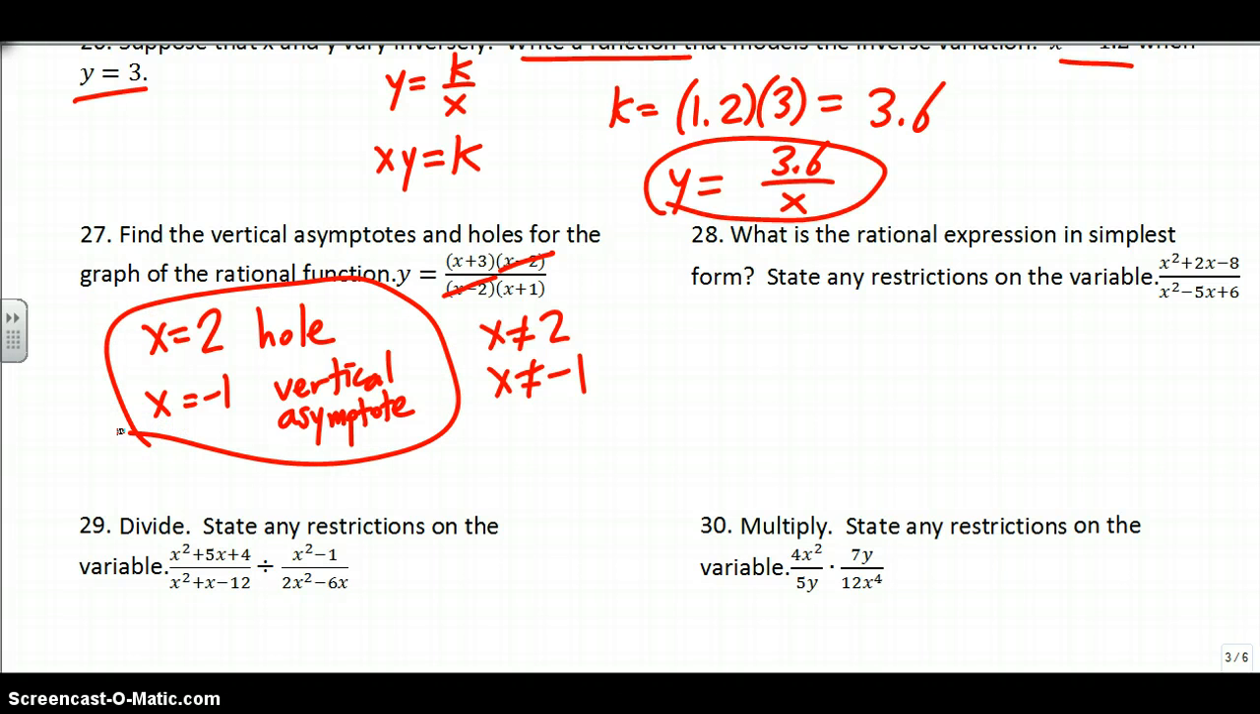28, what's the rational expression in simplest form? Okay, this one we've got to factor, so let's start with the top.